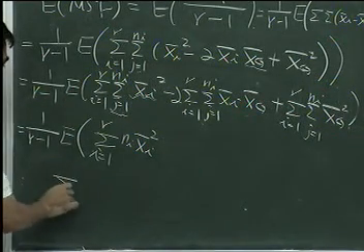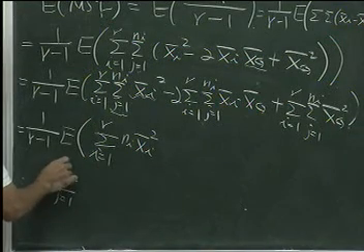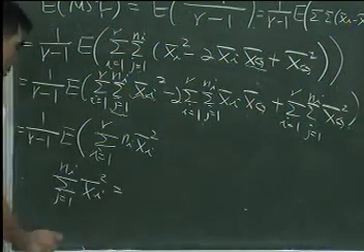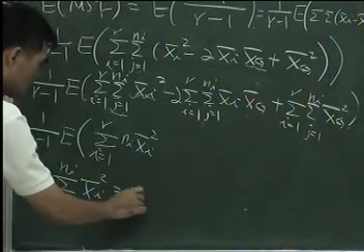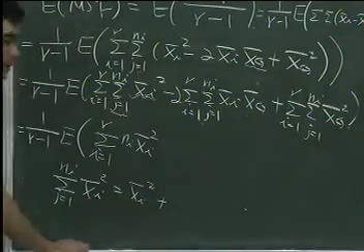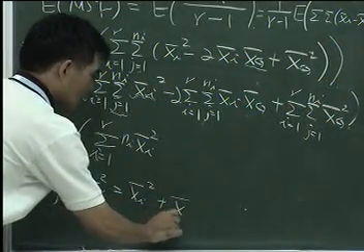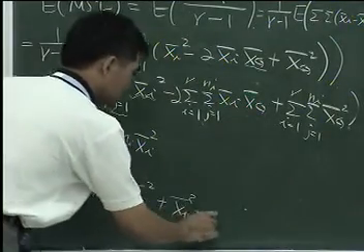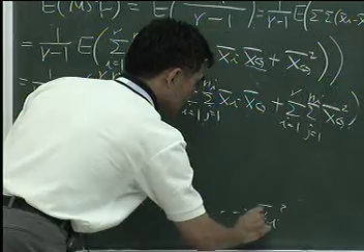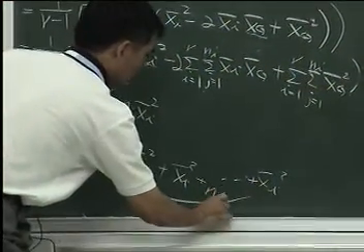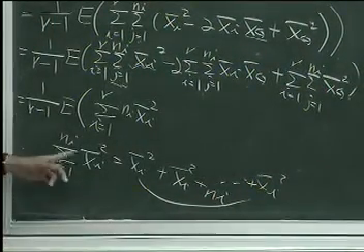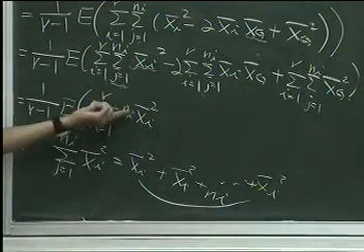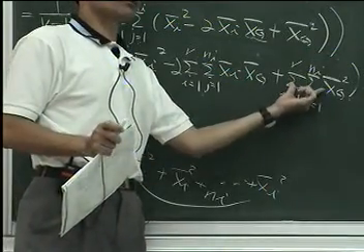So let me do this. j from 1 to ni and x bar i square, right? Because the first one, x bar i square, the second one, also x bar i square, right? How many times you have? ni times, right? So this one should be equal to this one. Okay? Any more questions?